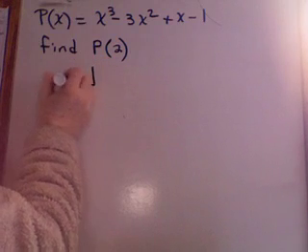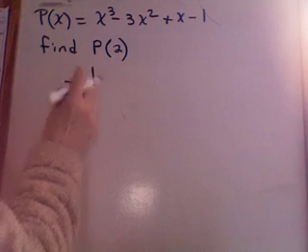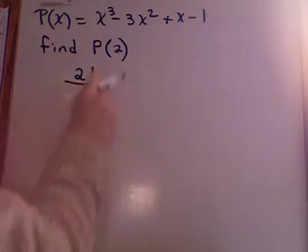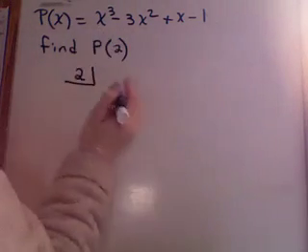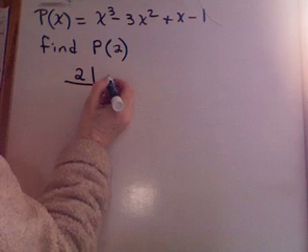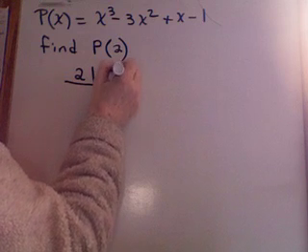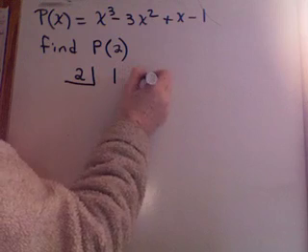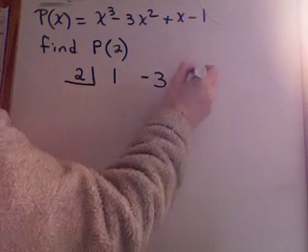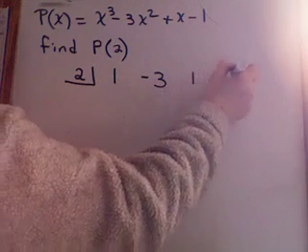Just like we were doing in division on the section before this. Put the 2 in the little box here. Now we're going to list the coefficients across the top. Do you know what they are? A 1, a minus 3, a 1, and a minus 1.